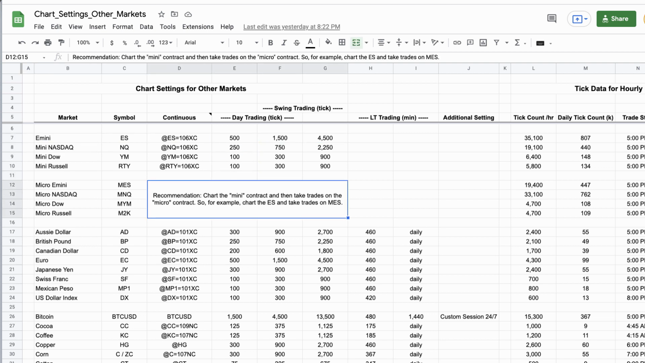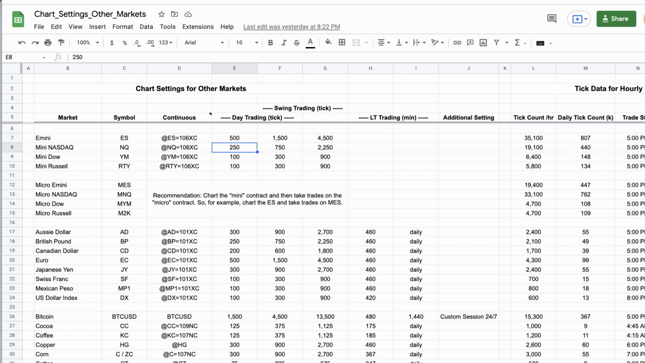And just as an aside, if you're trading the micro E-mini, the MES contract, what you should be doing is charting the highest liquidity version of that market, which would be the E-mini, but then taking your trades on the micro E-mini contract, if that makes sense. There's very little difference between the two.